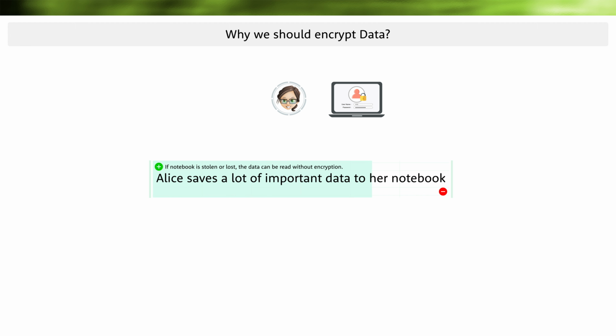The encryption can be done either by the hard disk itself, for example with a self-encrypting drive, or Alice uses software to encrypt her data such as BitLocker or Encrypt. The same applies to USB sticks. Here, encryption is also the only way to protect the data from unauthorized access. Especially here, encryption is very important because USB sticks are much easier to lose.